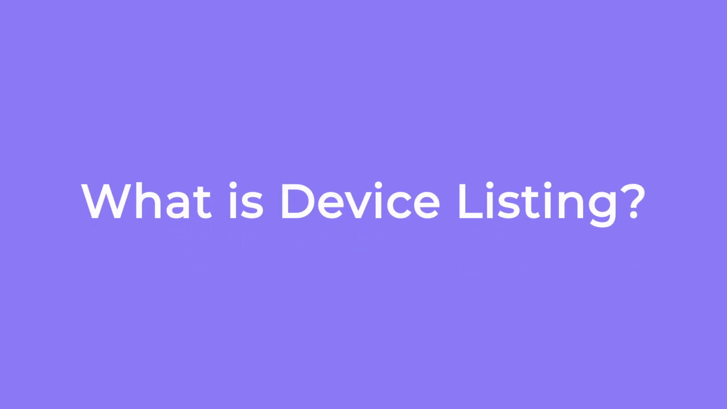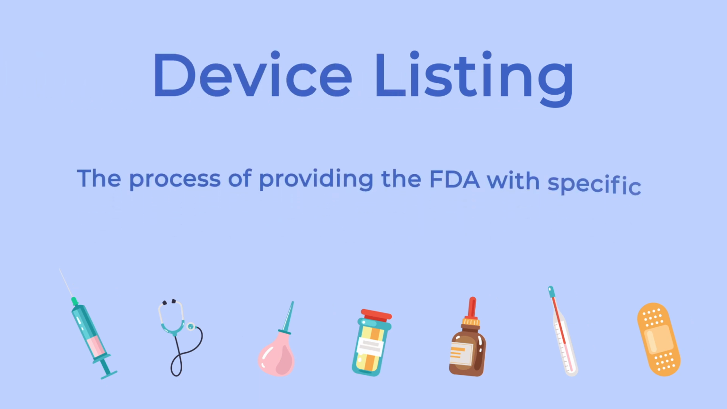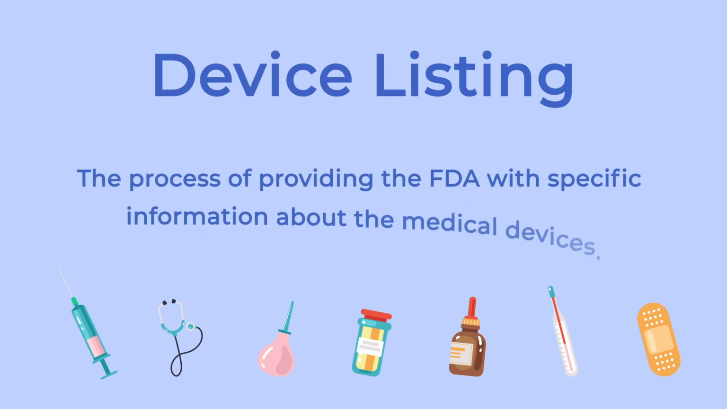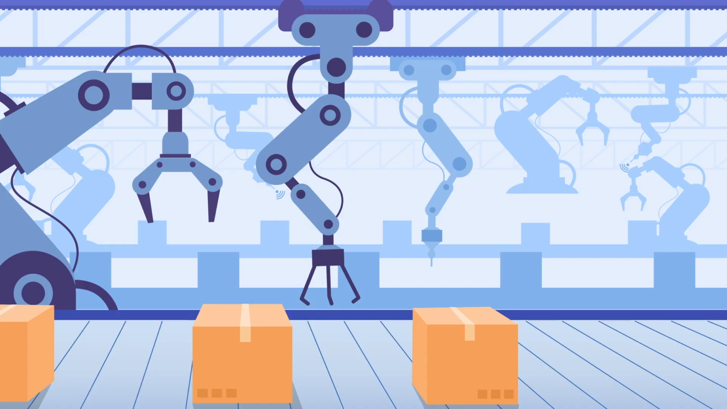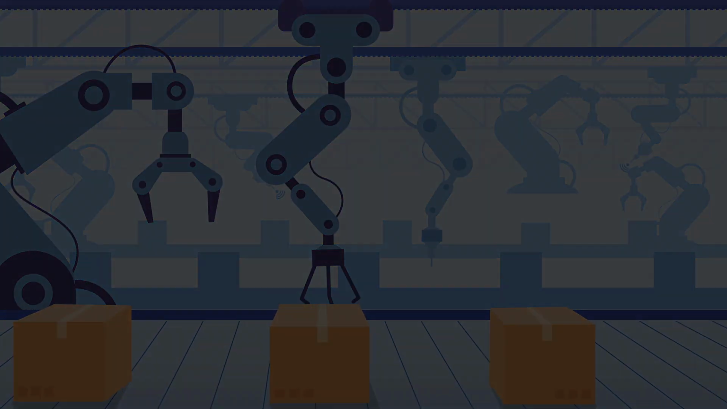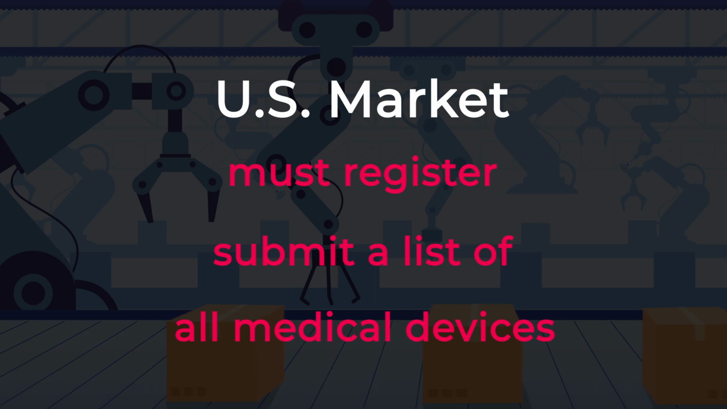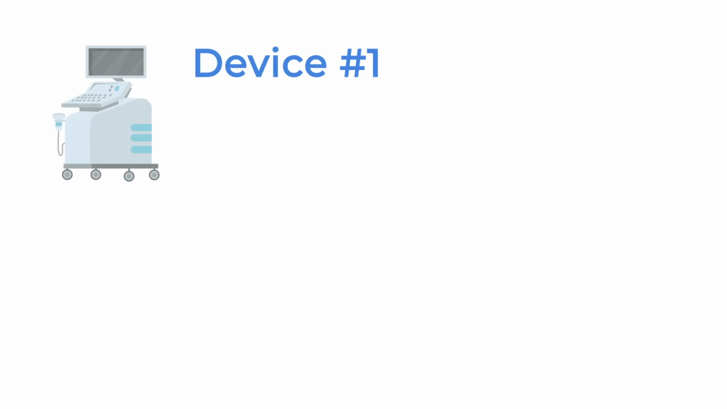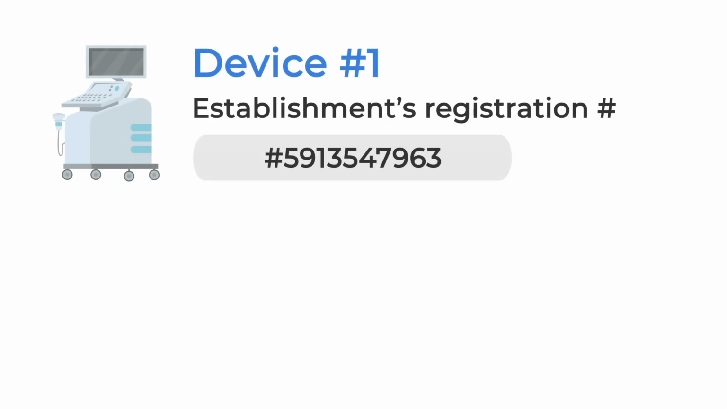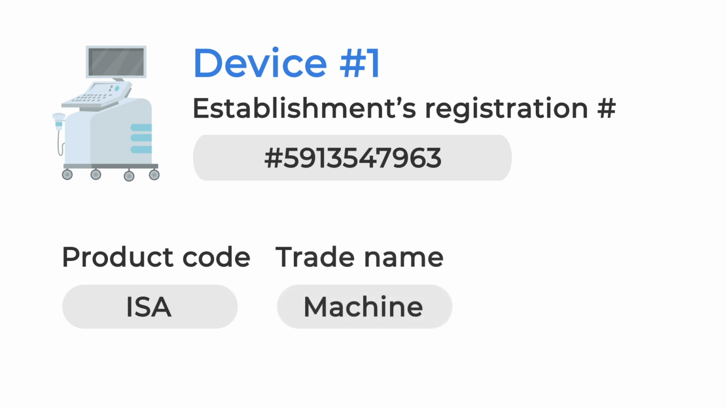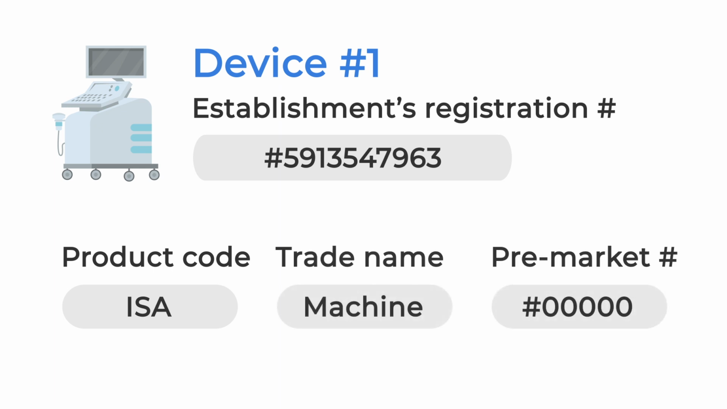What is device listing? Device listing is the process of providing the FDA with specific information about the medical devices. All facilities that are involved in manufacturing products for the U.S. market must register and submit a list of all medical devices that were involved in the process. Each specific medical device is identified and associated with the establishment's registration number. The listing information typically includes details such as the product code, trade name, and any applicable pre-market submission numbers, such as the 510(k) clearance or PMA approval.